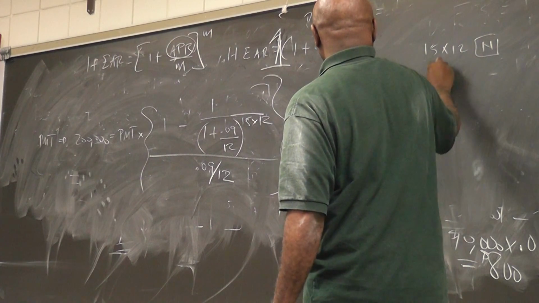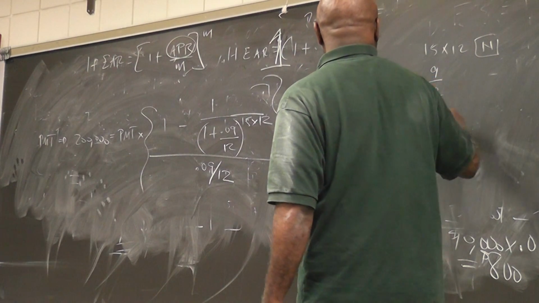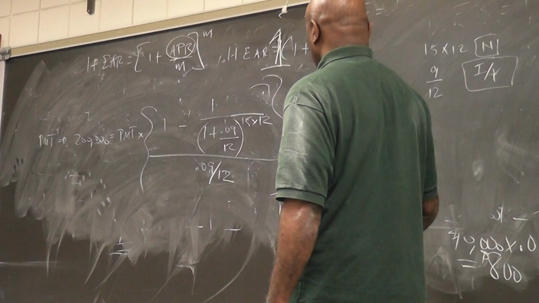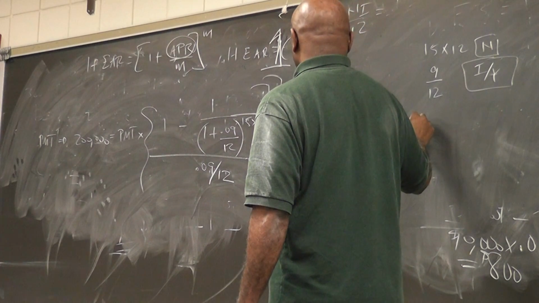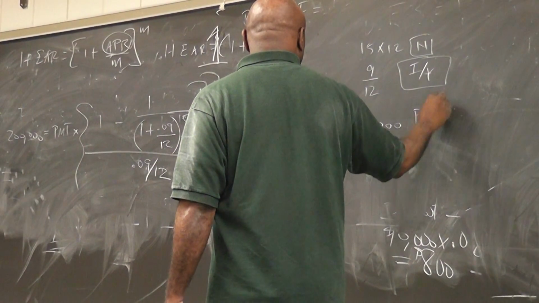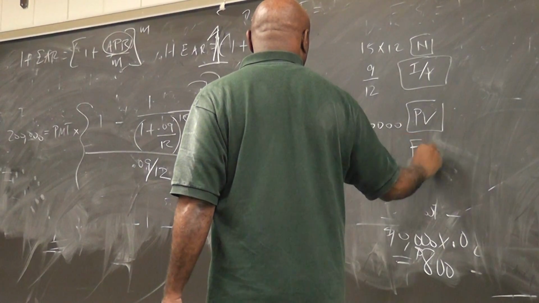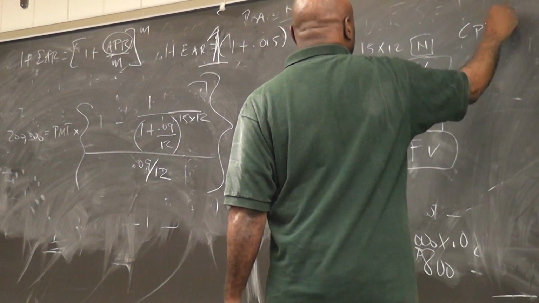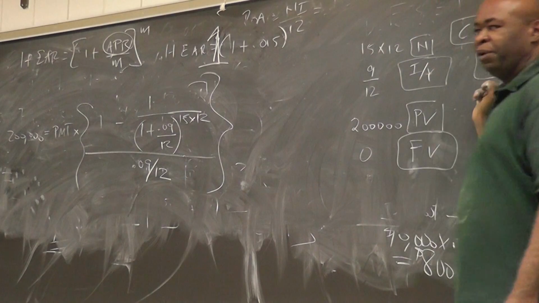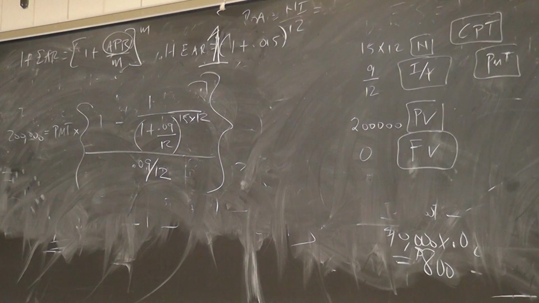For my I, I would take 9 divided by 12. And then for my payment, well, that's what we're looking for. Present value here is going to be 200,000. 0 for future value. And then I compute payment. And of course the payment will be a negative number here. I think the answer is 2028.